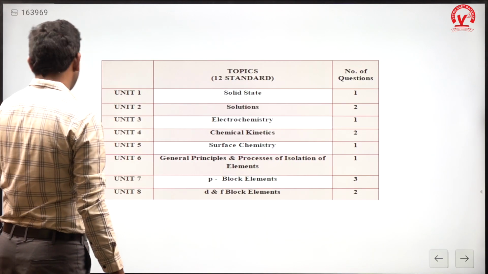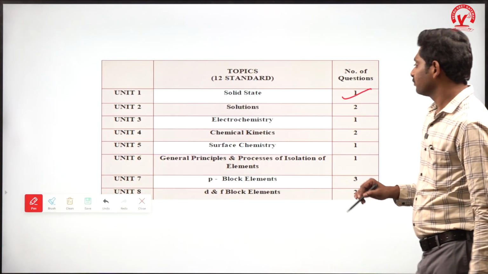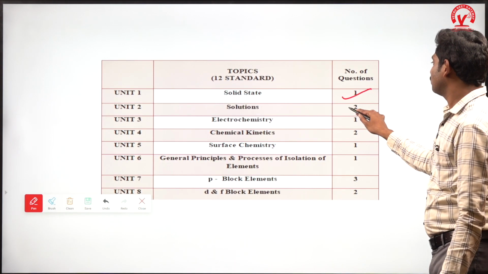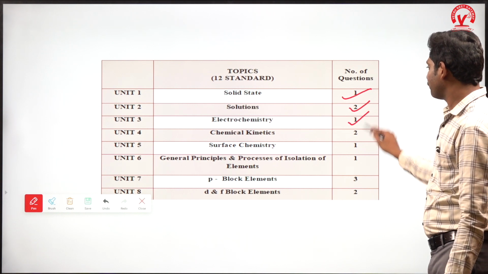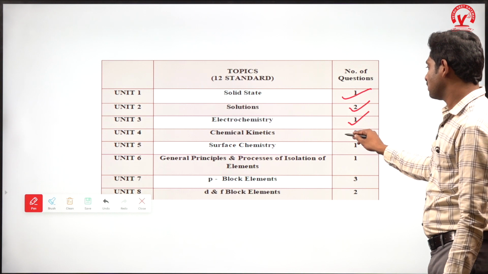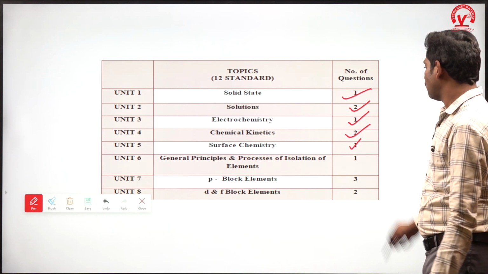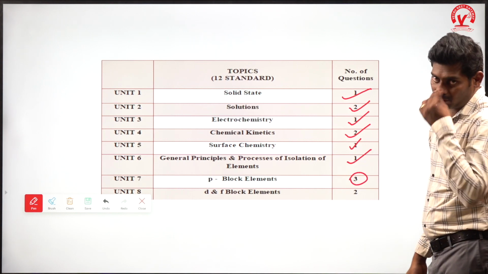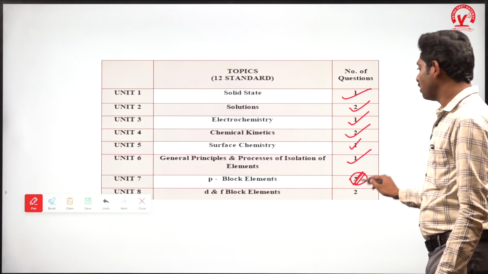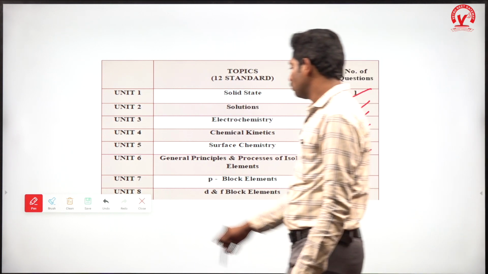Next, second year. From solid state 1 question, from solutions 2 questions, from electrochemistry 1 question, and chemical kinetics 2 questions, surface chemistry 1 question, and metallurgy 1 question. Here P block is given 3 questions. In first year P block no questions, now it is 3 questions, and D and F block is 2 questions.